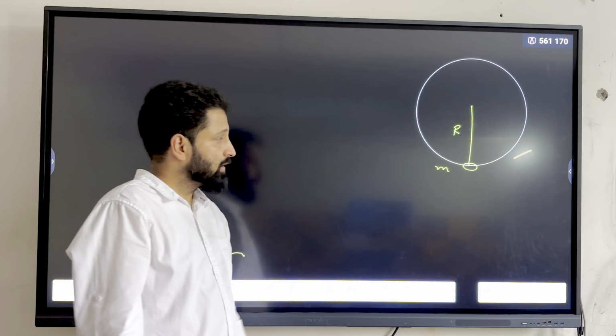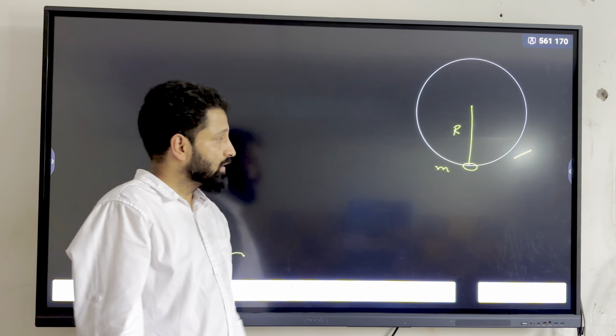If I look at this diagram, on this circle there is a critical point. If the body crosses that point, then surely it will do this vertical circle. By common sense, we can say that this much is that point. If the body crosses this point, then obviously it will do the complete circle, and this point is called the critical point.